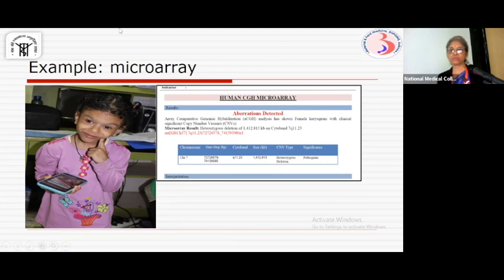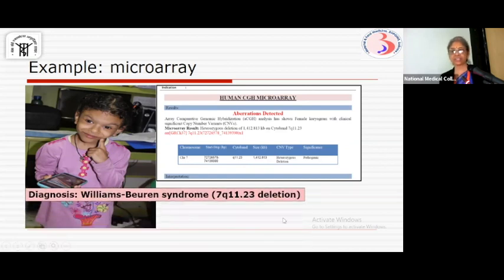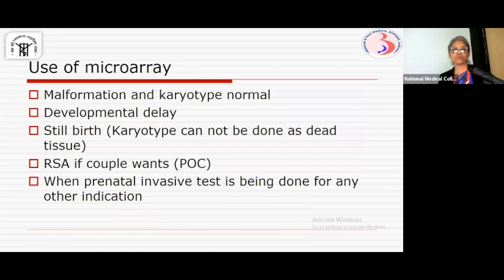Here we have gone into the corridor, that is microarray analysis. And microarray shows heterozygous deletion of this area. And then the lab will tell you that this deletion is responsible for this. We need not remember it. It is difficult to remember and not essential to remember. That is their job.